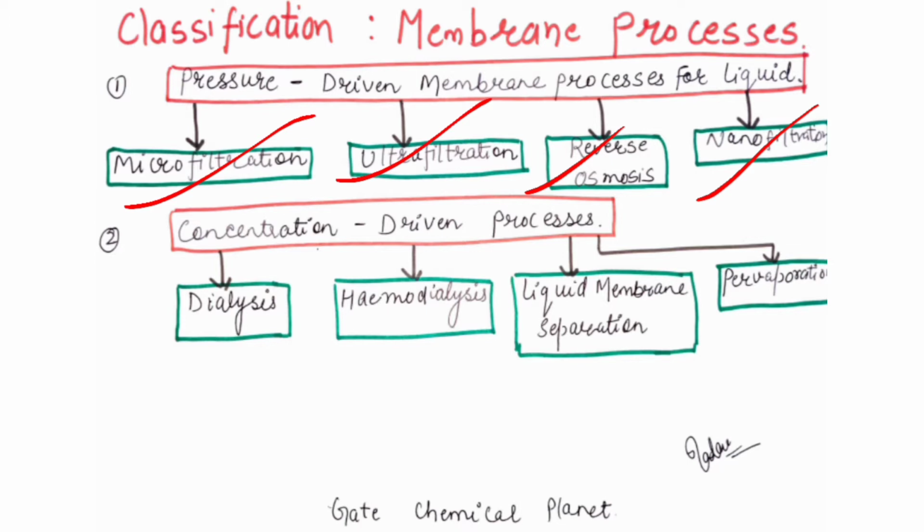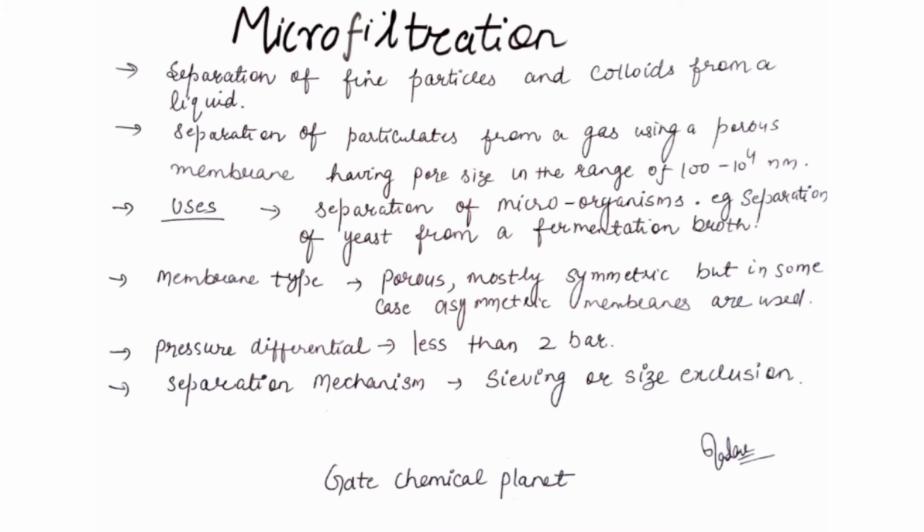Okay. And the second classification of membrane processes is based on concentration driven processes. So dialysis, hemodialysis, liquid membrane separations and pervaporation are examples of concentration driven processes. Okay, so in this way the classification of membrane processes has been done. So first we will discuss the microfiltration process. So now come on to microfiltration.